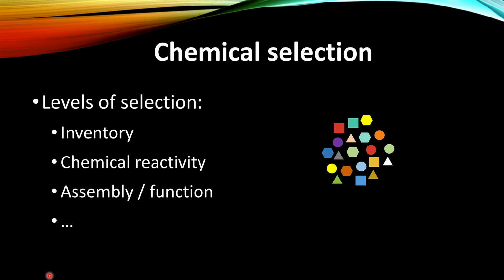Let's start with chemical selection. And there are different selection forces that could lead to selection of building blocks. So first, the inventory. We cannot select for something that is simply not there. Chemical reactivity, co-assembly, function, and there might be more levels than that. So chemical selection operates on multiple levels.